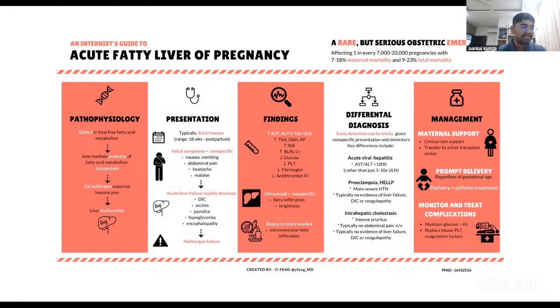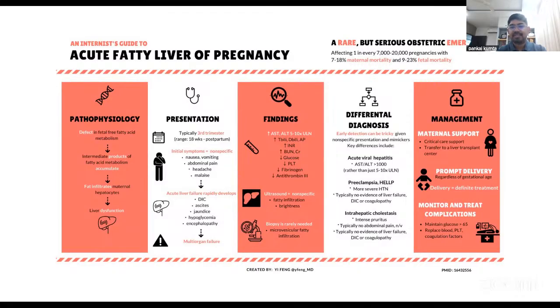Findings typically seen are raised AST/ALT more than 5 to 10 times the upper normal limits, increased bilirubin, alkaline phosphatase, increased INR, increased creatinine, decreased glucose, a very typical sign, low platelets, low fibrinogen, low antithrombin 3. Ultrasound is very non-specific but can show brightness or fatty infiltration, and biopsy is usually not needed.